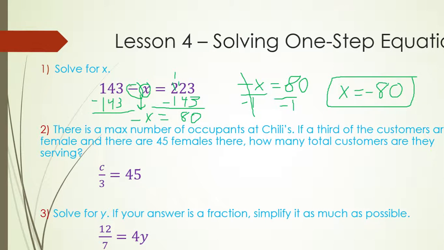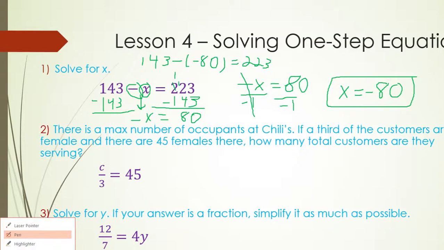And let's see if that makes sense. If I did 143 minus -80, equals 223. Well, think about that. When you have two negatives in a row, what does it turn into? A positive. So that's 143 plus 80. That is 223. So that works out. So that's good for that one.